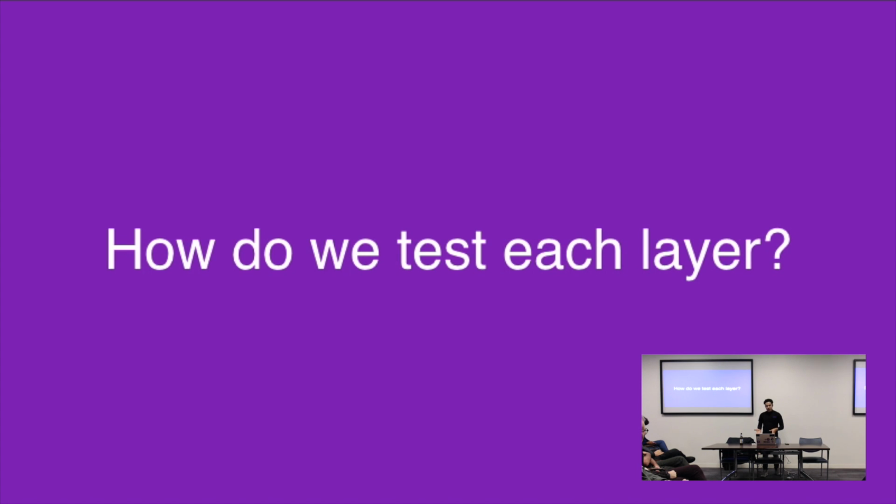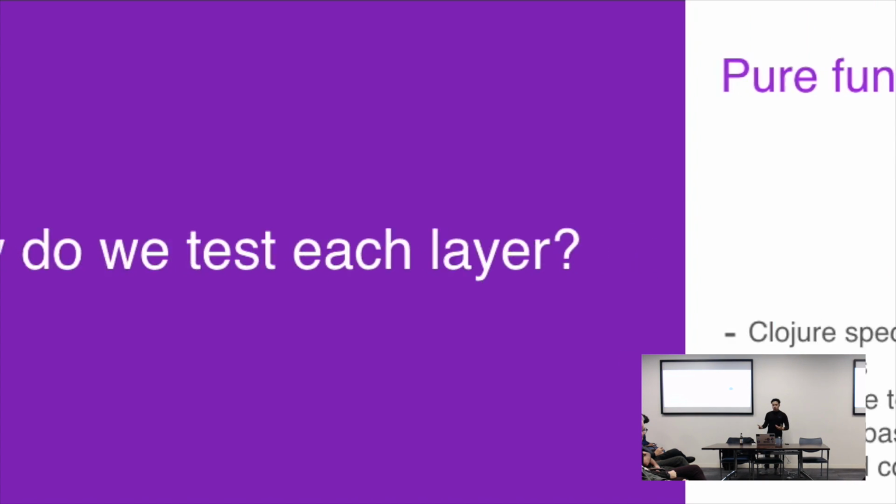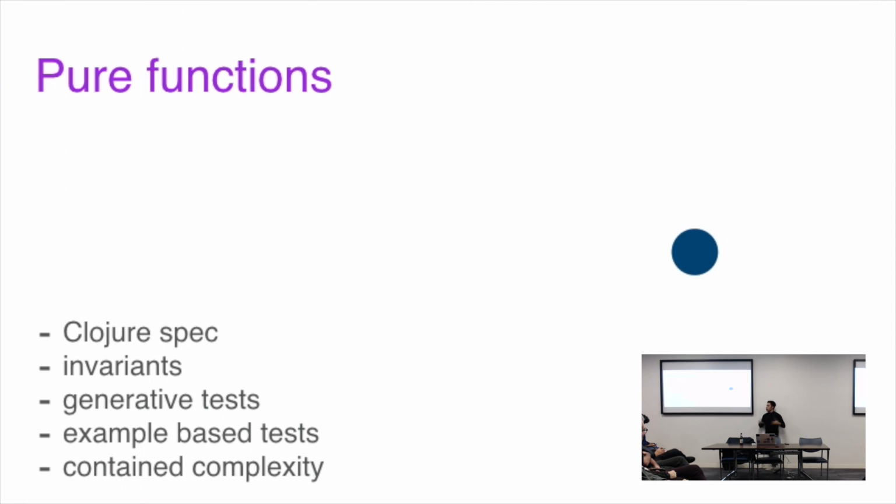Okay. And the idea here is that I'll show you how we test each of these layers, and which tools we use. The first one is the pure functions. These are normal Clojure functions that we can write specs for. In our case, we still use the Plataformatec schema library, not spec yet.